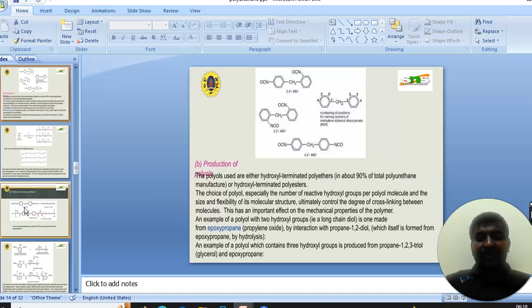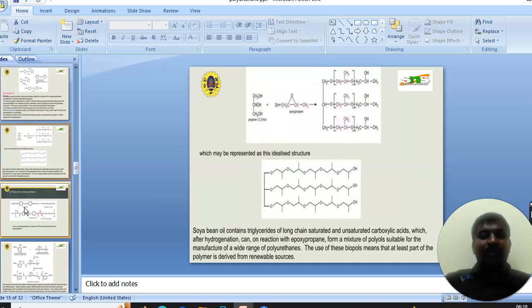An example of a polyol with two hydroxyl groups is one made from epoxypropane by reaction with propane-1,2-diol. An example of a polyol which contains three hydroxyl groups is produced from propane-1,2,3-triol and epoxypropane. The figure shows the schematic representation of the MDI polymer.